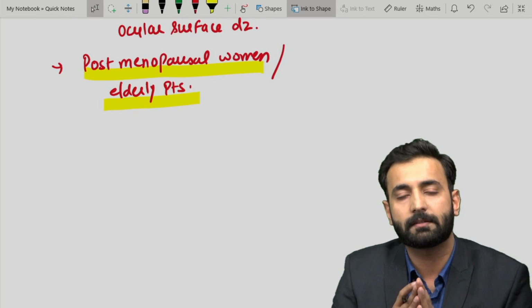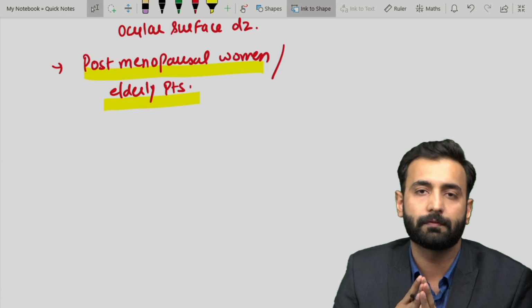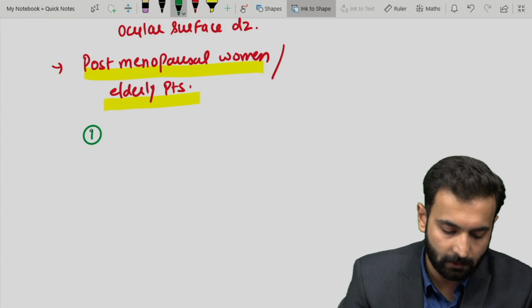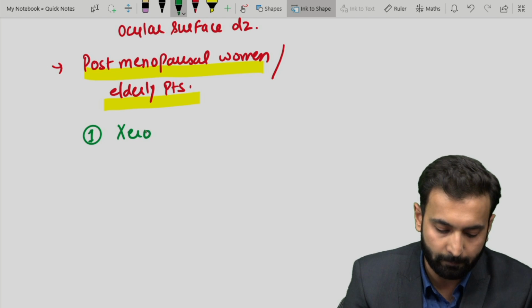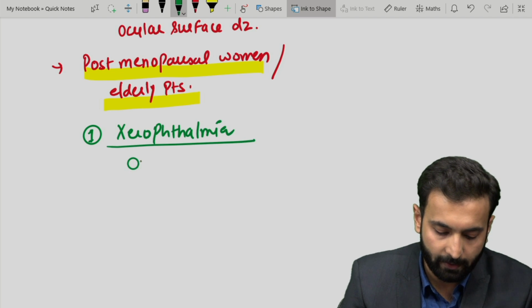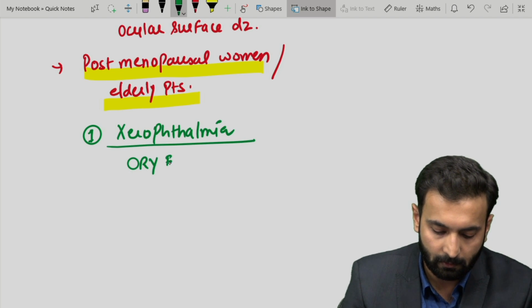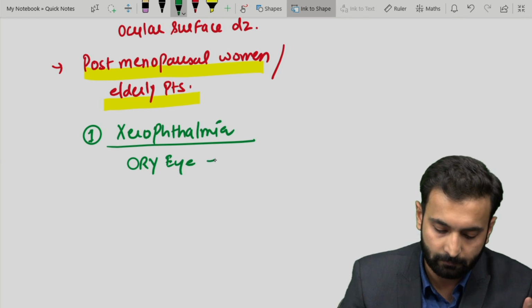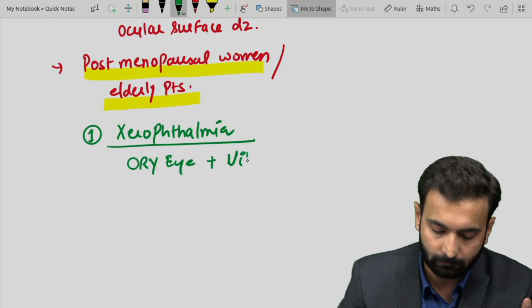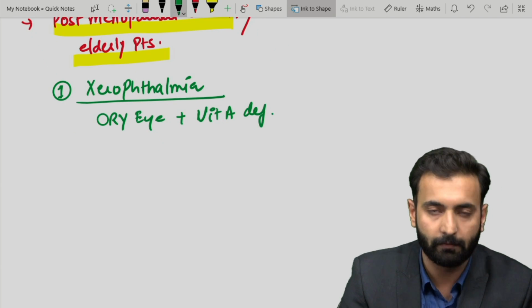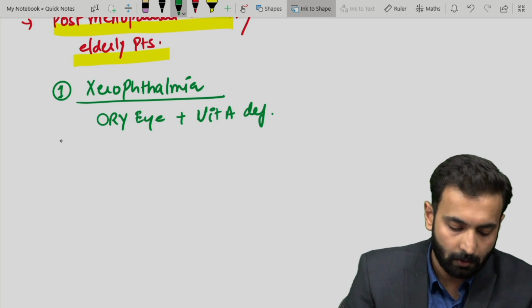So let us discuss other terms which are used in dry eye. The first term is xerophthalmia. What is xerophthalmia? It is dry eye associated with vitamin A deficiency.